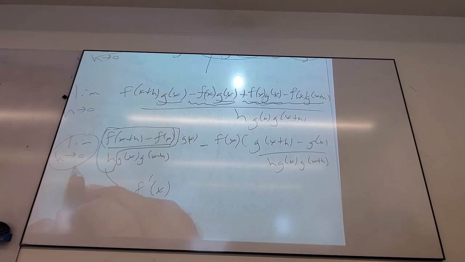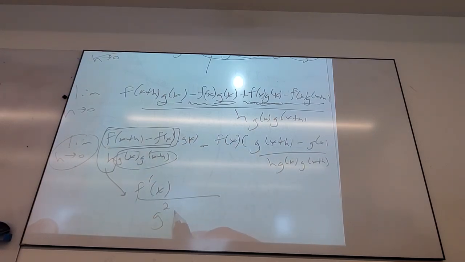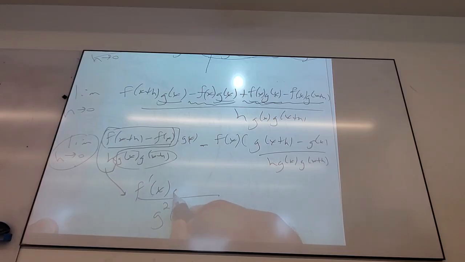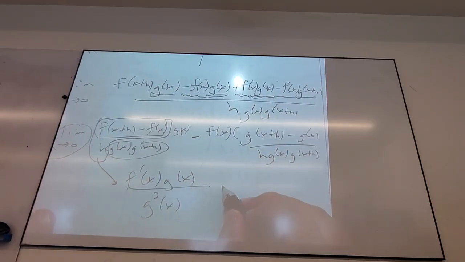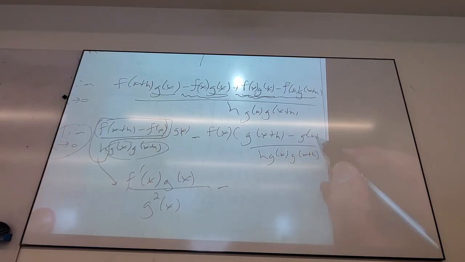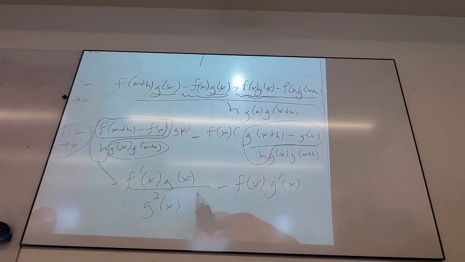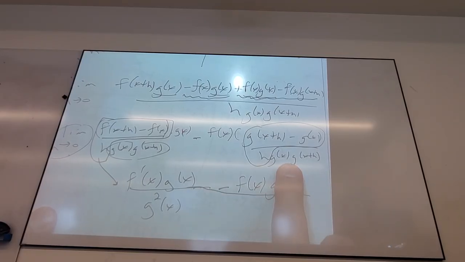And if I let h go to 0, the bottom becomes g squared. On the top I got g of x. Okay. You only have to loosely follow this. You're never going to have to do this yourself. What is this? G prime. So this would be f of x, g prime of x, also over g squared. If I let h go to 0, wouldn't this be g times g?